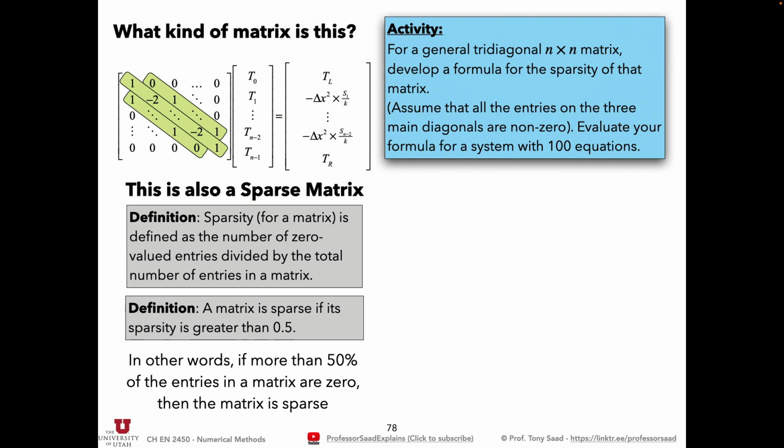So the trick is counting the number of zeros. But you know the total number, and you also know the number of non-zeros. It's easier to count the non-zeros and deduce the number of zeros from that, right? So count the number of non-zeros, which are the three diagonals. Remember, only the three diagonals are non-zero.